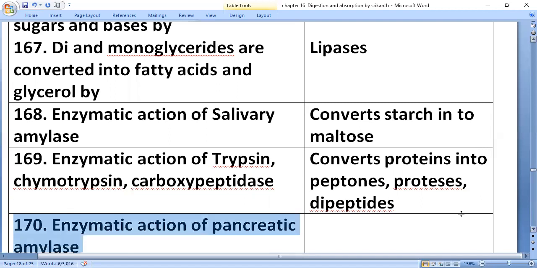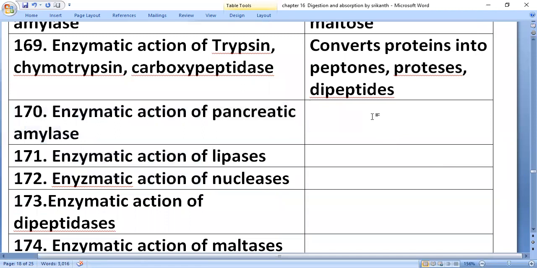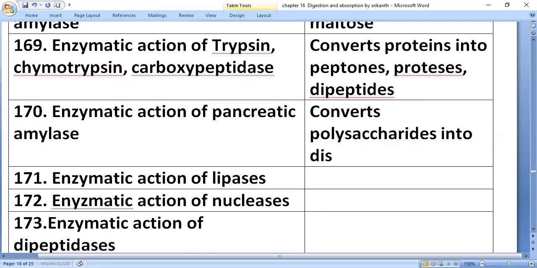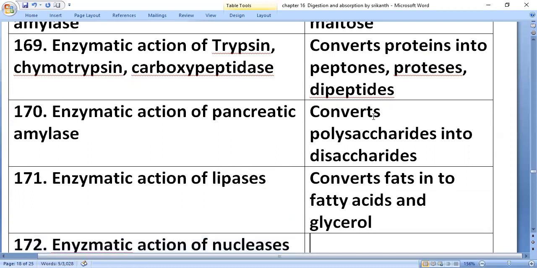Enzymatic action of pancreatic amylase converts polysaccharides into disaccharides. Enzymatic action of lipases converts fats into fatty acids and glycerol.